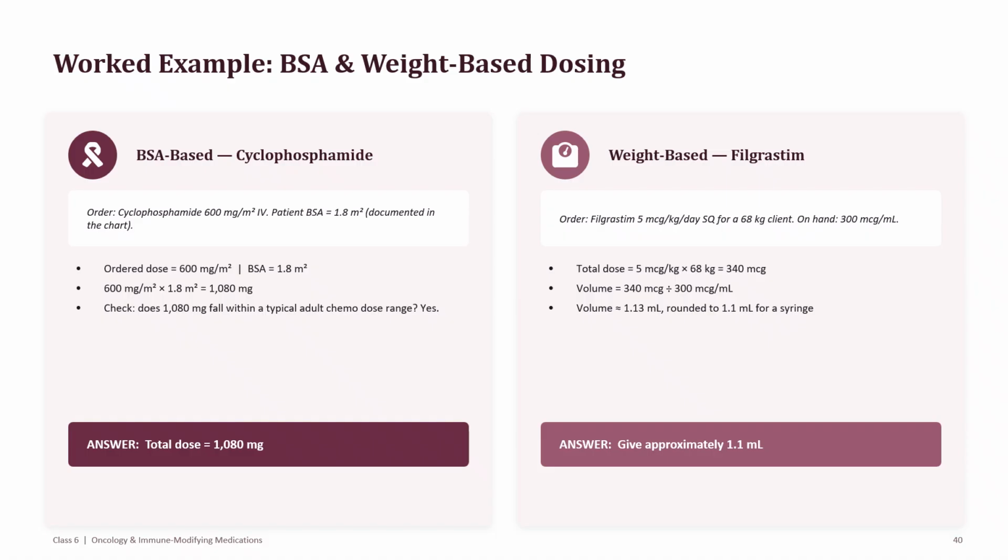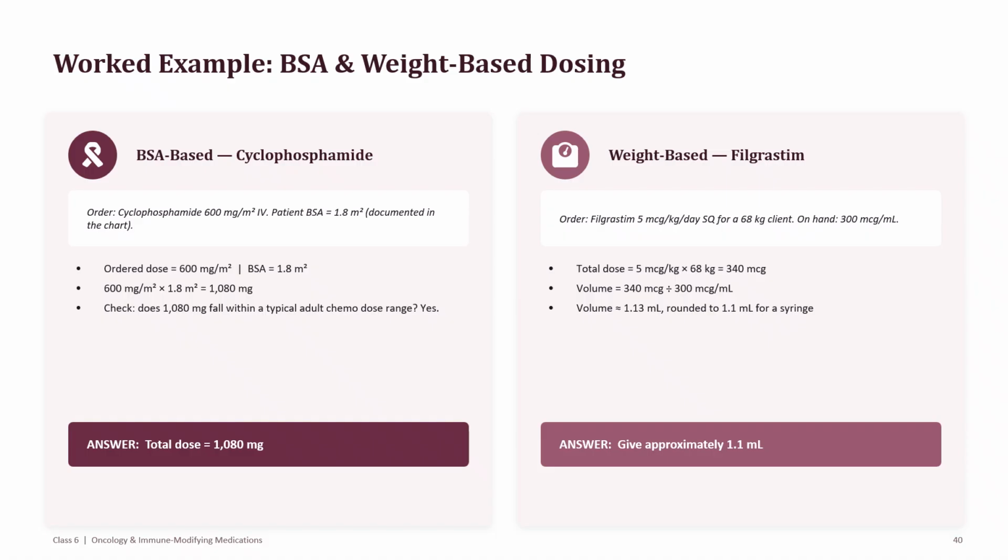Now, here's a habit I want you to build for life, not just for the assessment. After you calculate, ask yourself if the number is reasonable. Does 1,080 milligrams sound like it's in the ballpark of a typical adult chemo dose? Yes? That kind of gut check catches a decimal point error before it ever reaches a patient.